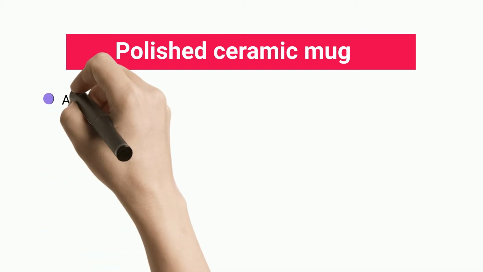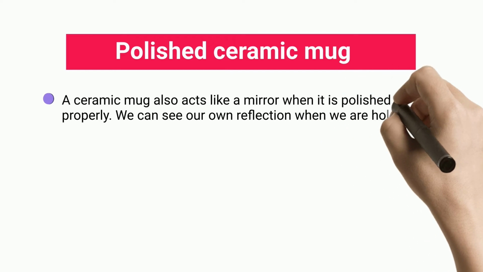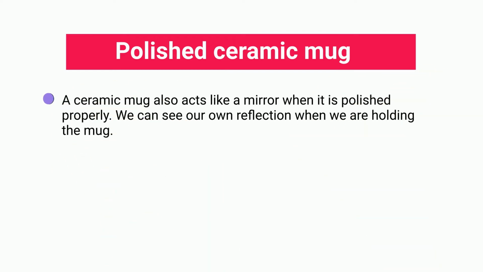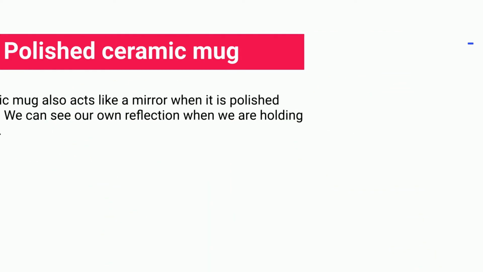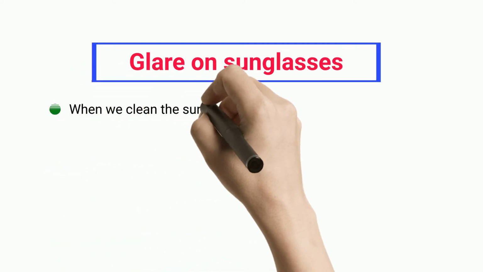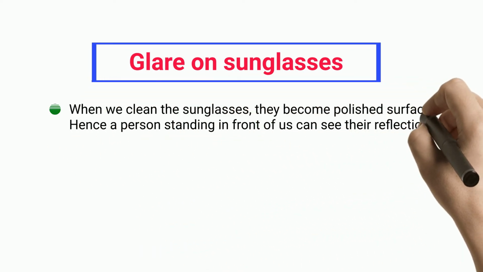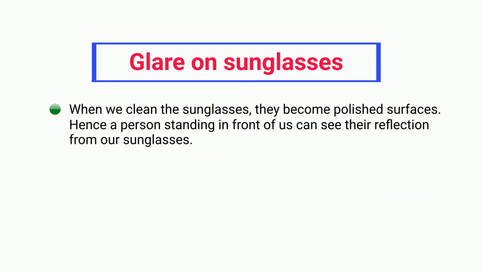Polished ceramic mug. A ceramic mug also acts like a mirror when it is polished properly. We can see our own reflection when we are holding the mug. Glare on sunglasses. When we clean the sunglasses, they become polished surfaces. Hence a person standing in front of us can see their reflection in our sunglasses.